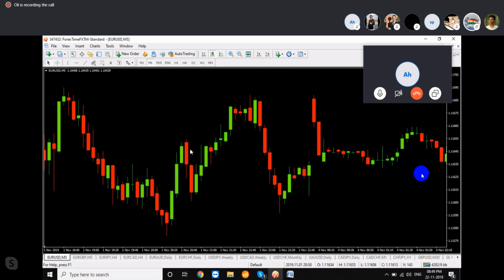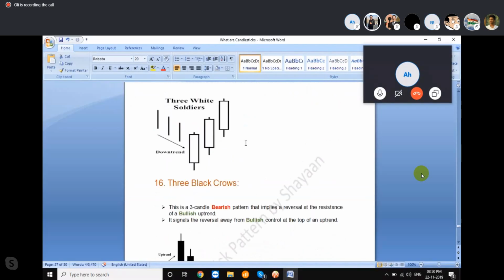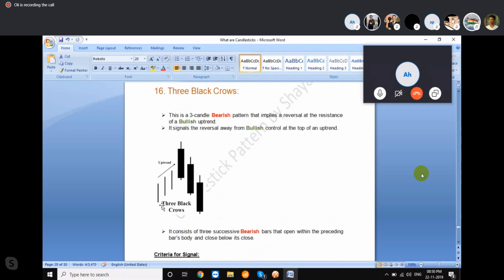Guys, is it clear, Sanju? Your concept is clear now? Yeah. But there is a need to clarify. This is only Forex. We will not be placing trades in binary. Okay. In both these patterns, like three white soldiers and three black crows, it is just the opposite of it actually.